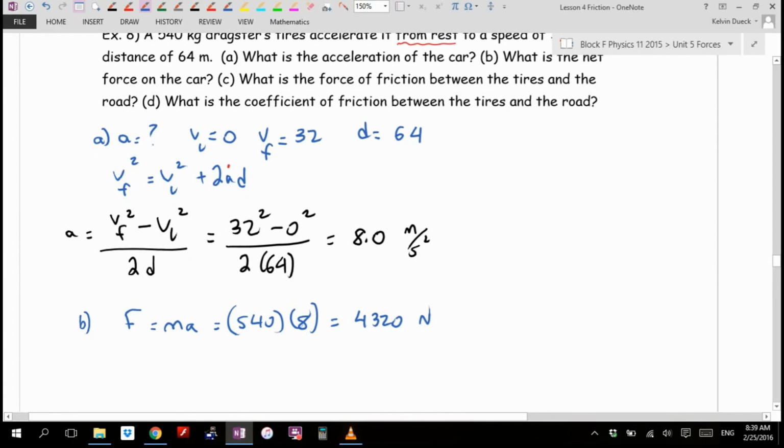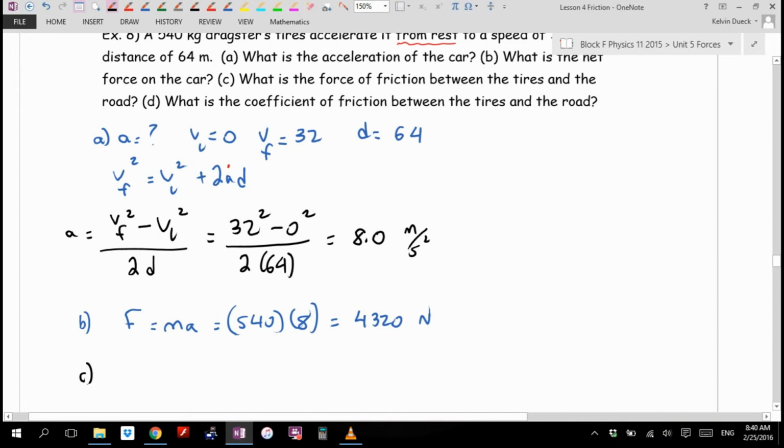Connor, what's C asking me to find? Friction. Friction equals what times what? What times the normal force? What's another English phrase for mu? What do we call that in physics? Coefficient of friction. Look at the question. Have I given you mu in the question? No. What's part D asking me to find?